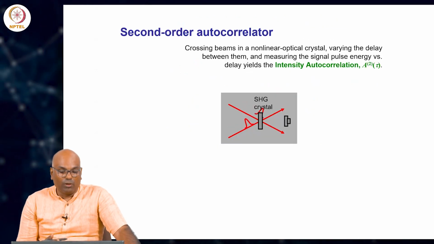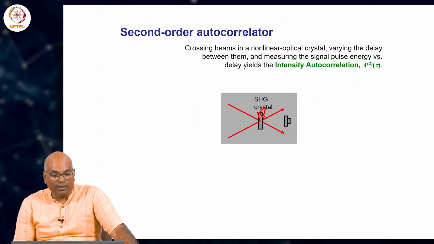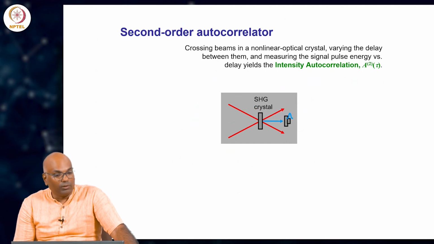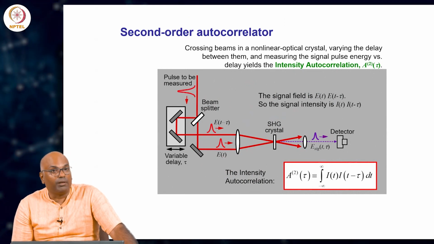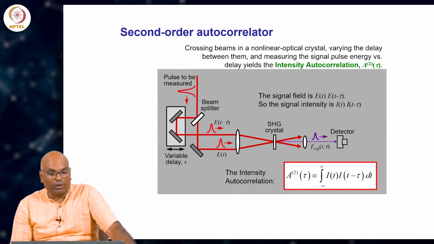Now, second order autocorrelation works this way. That is something which we figured out, right? And this is the implementation. I just wanted to have an intermediate recap of how to do higher order autocorrelation.